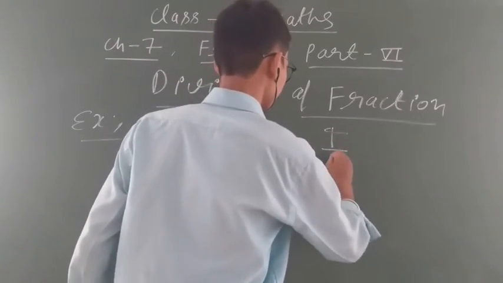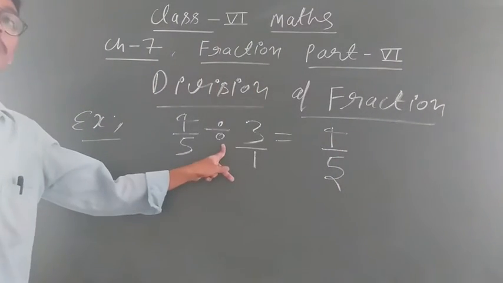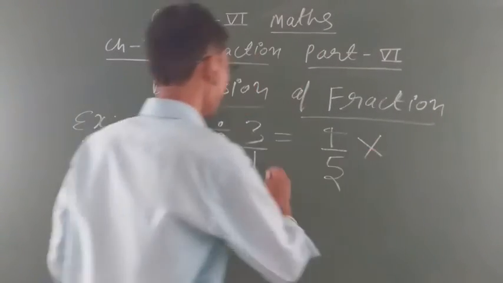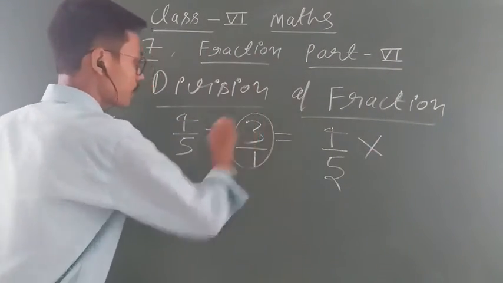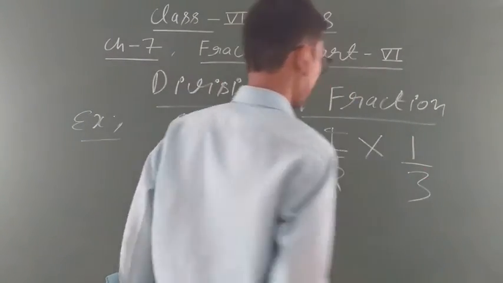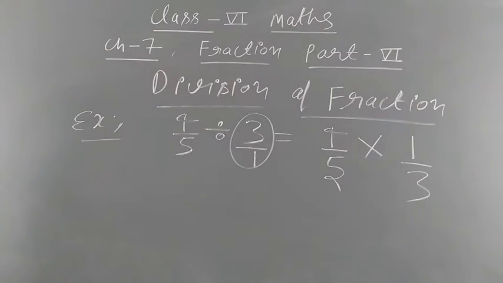4 upon 5. Now students, this will change into multiplication. Divide changes into multiplication, so write down multiply. And now you have to write down the reciprocal of this number. It means 3 upon 1 is given, it will become 1 upon 3. That's it.